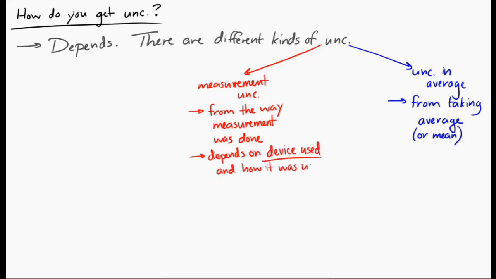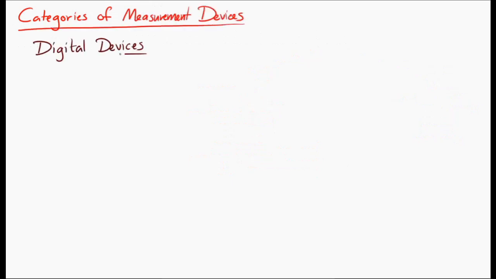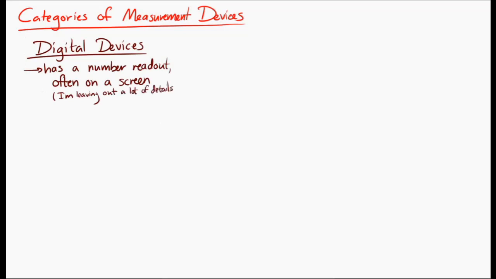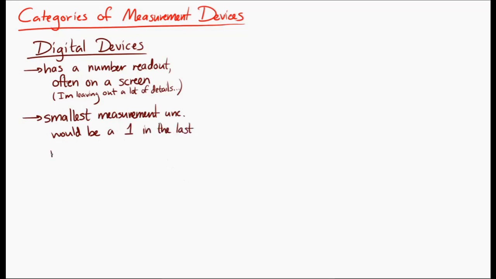There's two different categories of measurement devices. So we're going to talk about the uncertainty in each one separately. First, we're going to talk about digital devices. If you take a measurement using a digital device, a digital device is something that has a number readout, at least for our purposes. Often it's on a screen, so it just displays a number to you. The way that we're going to approach this is we're going to say that the smallest possible measurement uncertainty in a device like this would be, if you look at the last decimal place that's reported, just put a 1 in there, and we're going to consider that the uncertainty, or the measurement uncertainty for a digital device.